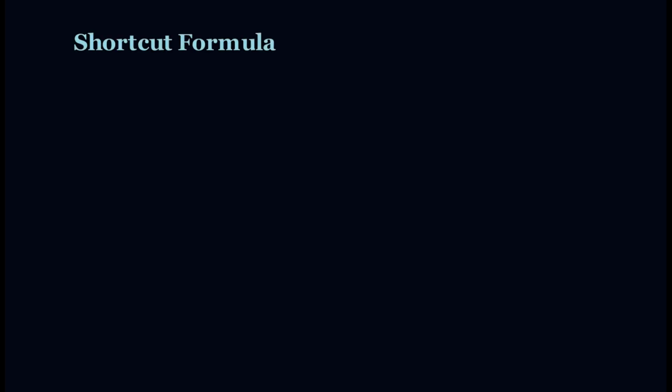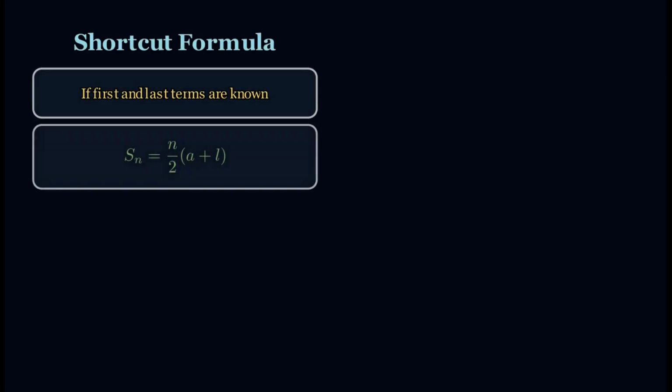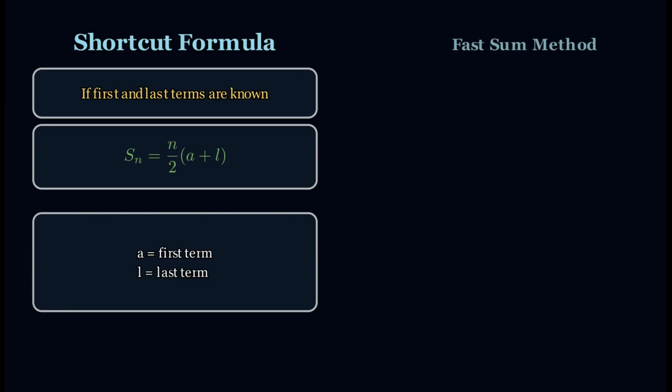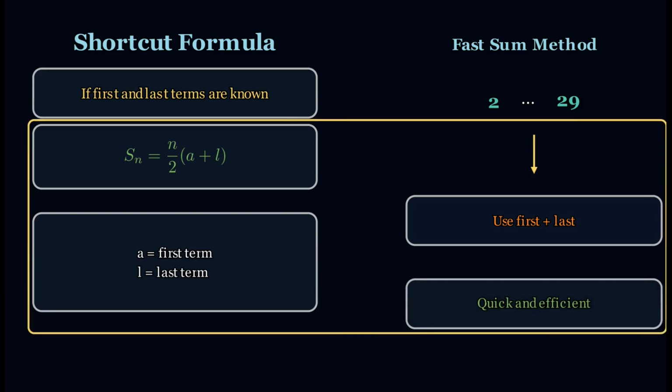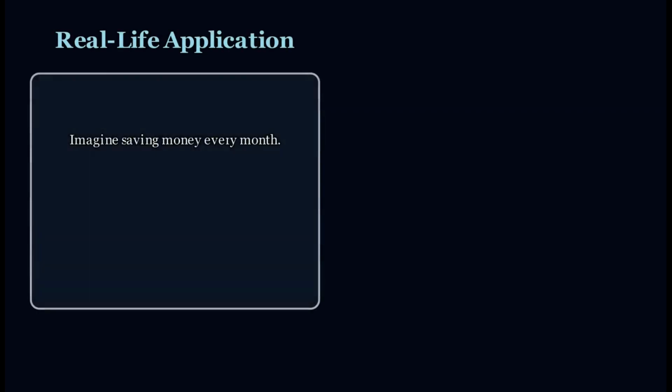There is a shortcut formula. If the first and last terms are known, we can use this formula: Sn is equal to n by 2 times (a plus l), where a is the first term and l is the last term.